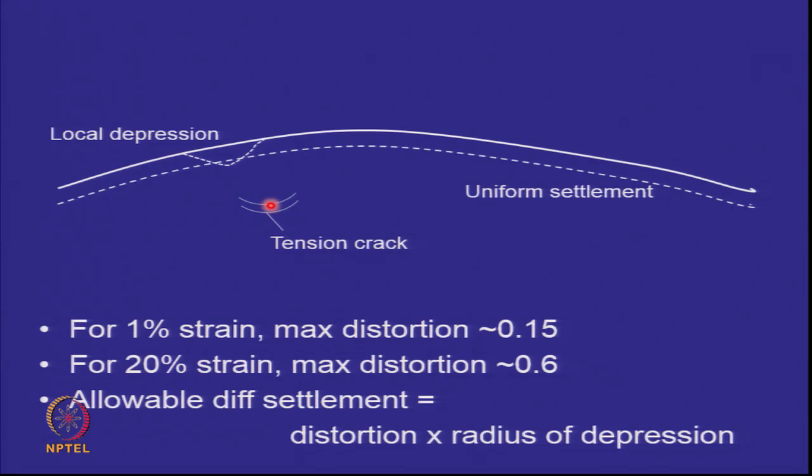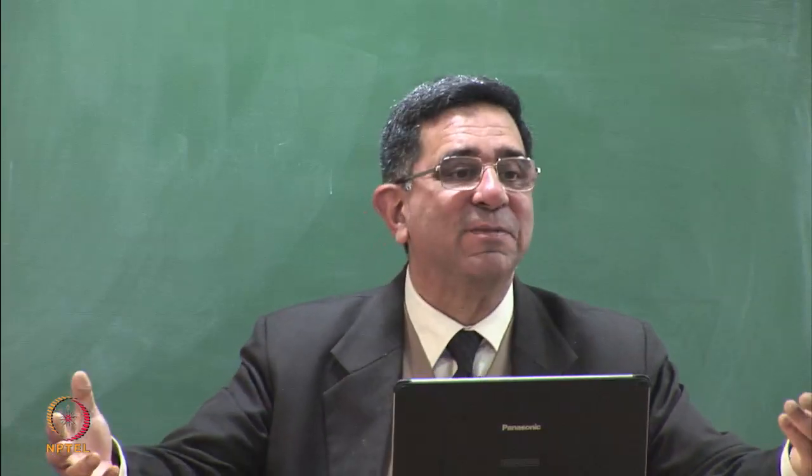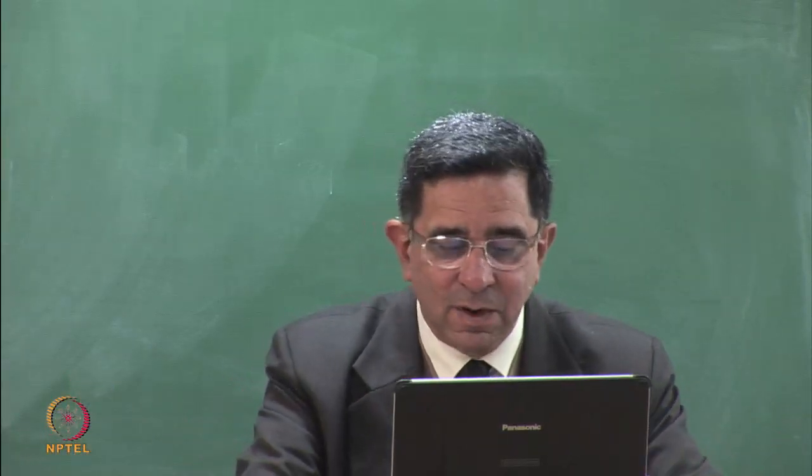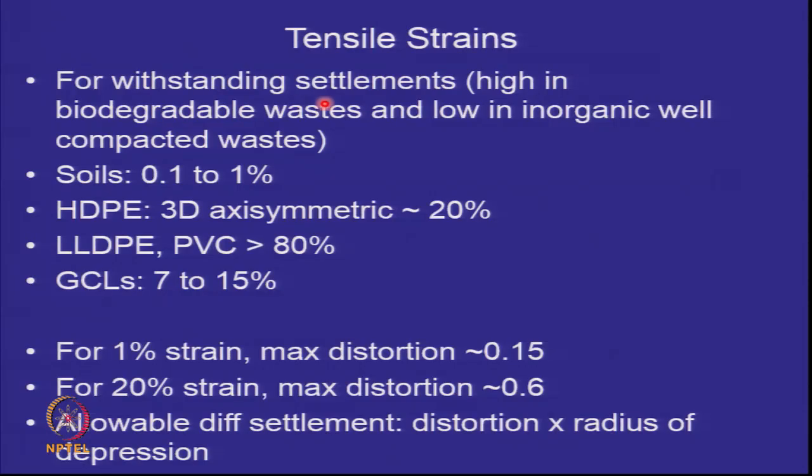Right? If it is flexible, the tension crack will not form, but how flexible can you be? So, one of the indicators is, in highly biodegradable wastes, how much tensile strain can you talk of? So, we say soil is flexible. We said soil is flexible. It can take tensile strain of about 1%. Okay?